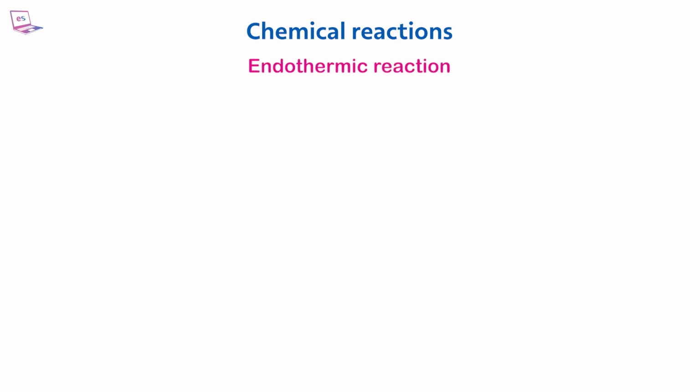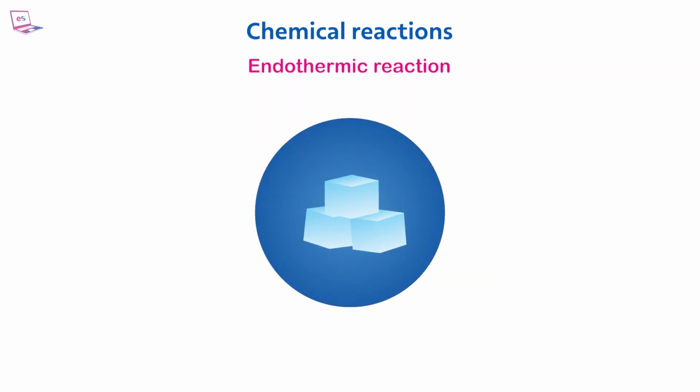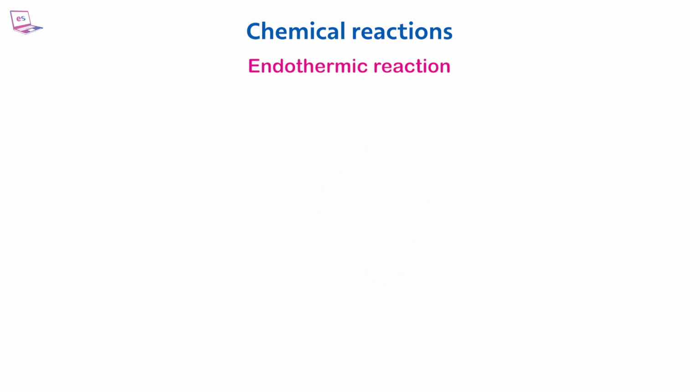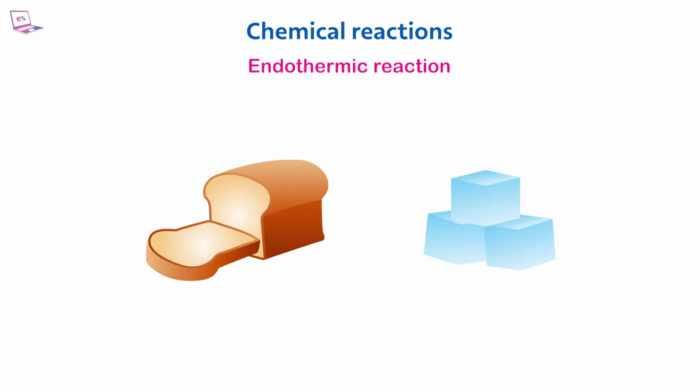Endothermic reaction. In endothermic reactions, energy is taken in from the surroundings in the form of heat. The reactants absorb energy during an endothermic reaction and therefore, the temperature of the surroundings falls. The baking of bread and melting of ice are examples of endothermic reactions.